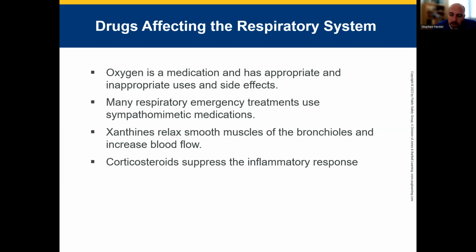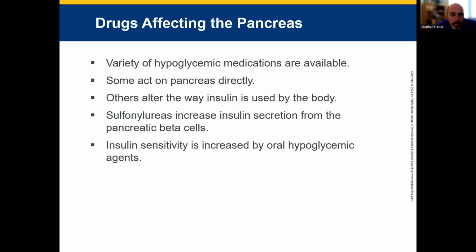Xanthines are the second line treatment. They relieve airway constriction by relaxing smooth muscles, and then they increase the blood flow. And then corticosteroids could be used to suppress the inflammatory response. Pancreas: hypoglycemic medications are available. Some of them act on the pancreas directly. Others alter the way the insulin is used by the body.